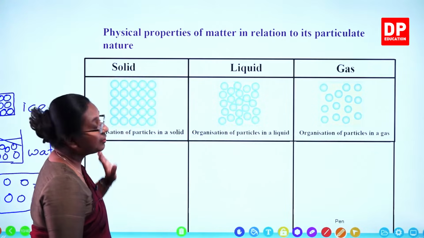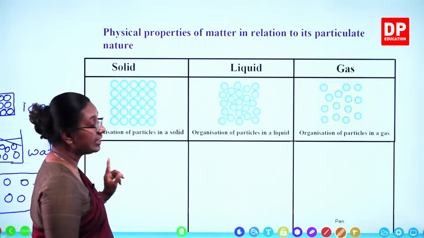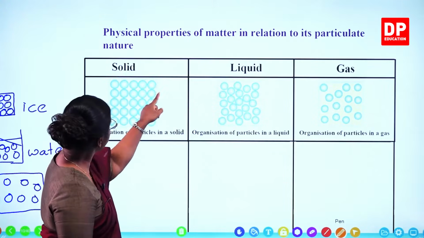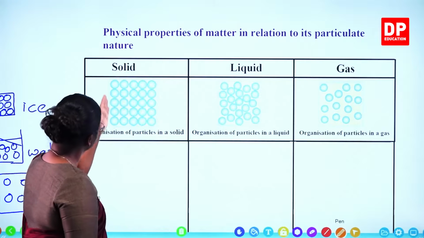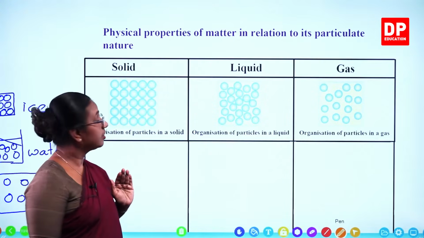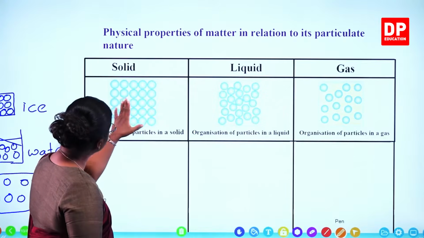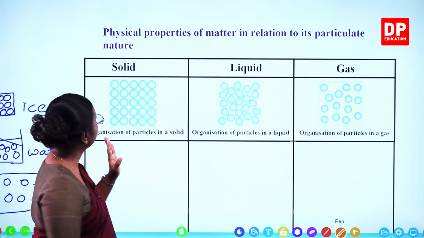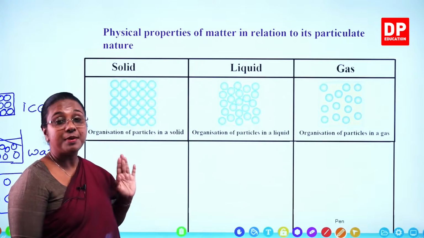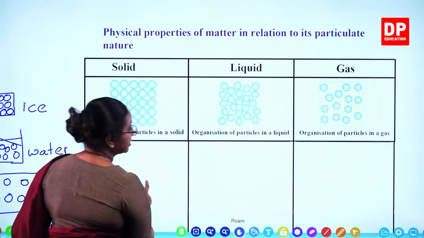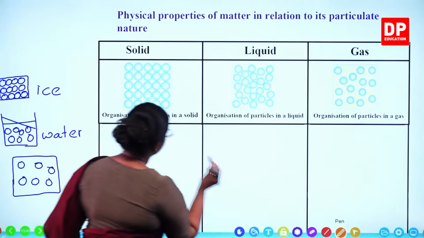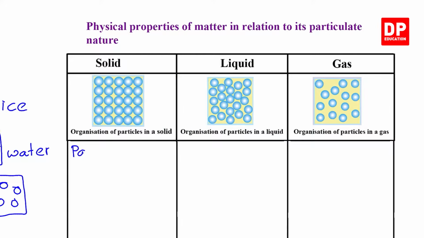So students, if we look at the arrangement of particles in solids, you can see in vertical rows and horizontal columns like that, you can see they are very orderly arranged. So we can say in solids, particles are orderly arranged.